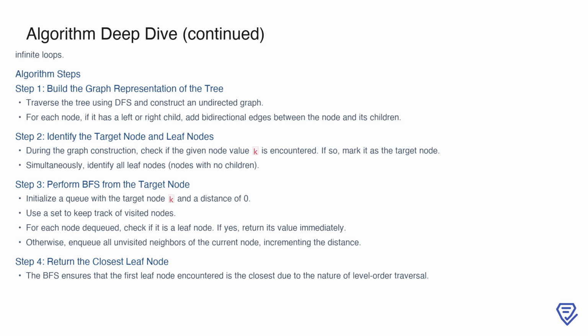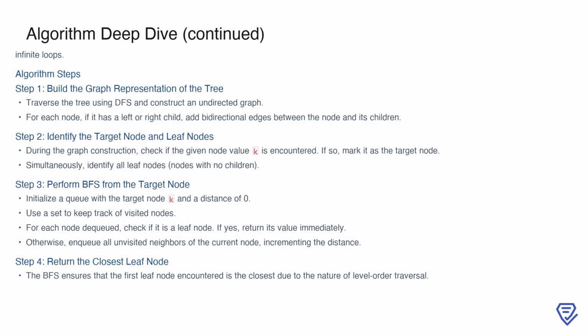As we construct the graph, we also identify the target node k by checking if we encounter its value during traversal. At the same time, we'll identify all leaf nodes by checking for nodes that lack both left and right children. Once the graph is built, the next step is to perform a breadth-first search starting from the target node k. We initialize a queue with k and set the starting distance to 0.